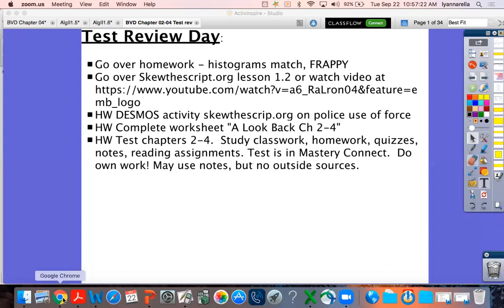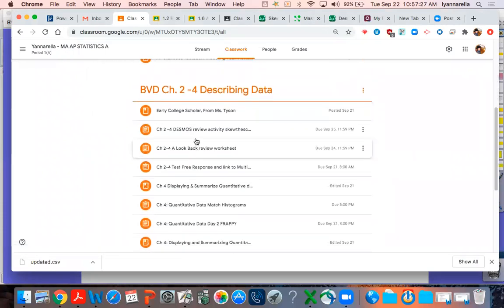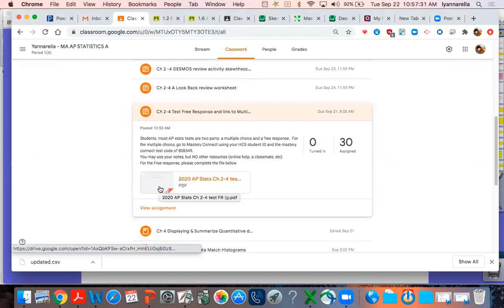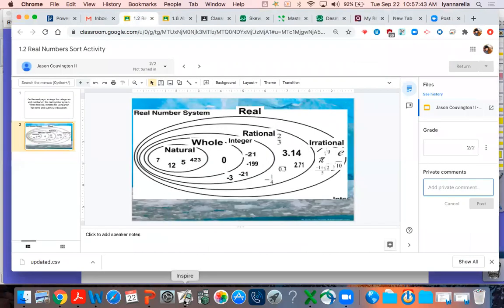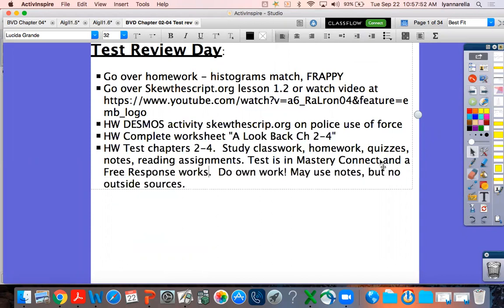There's also a free response part in that test, and I just want to show you where that is. Right down here is the free response. So it's 2 questions and there's multiple parts per question. Please don't turn it in until you've actually worked all the worksheets. The free response is also part of the test. Don't just say, oh, you told me Mastery Connect was part of the test. I should go ahead and write that as well. Free response: it's in Mastery Connect and a free response worksheet in Google Classroom.